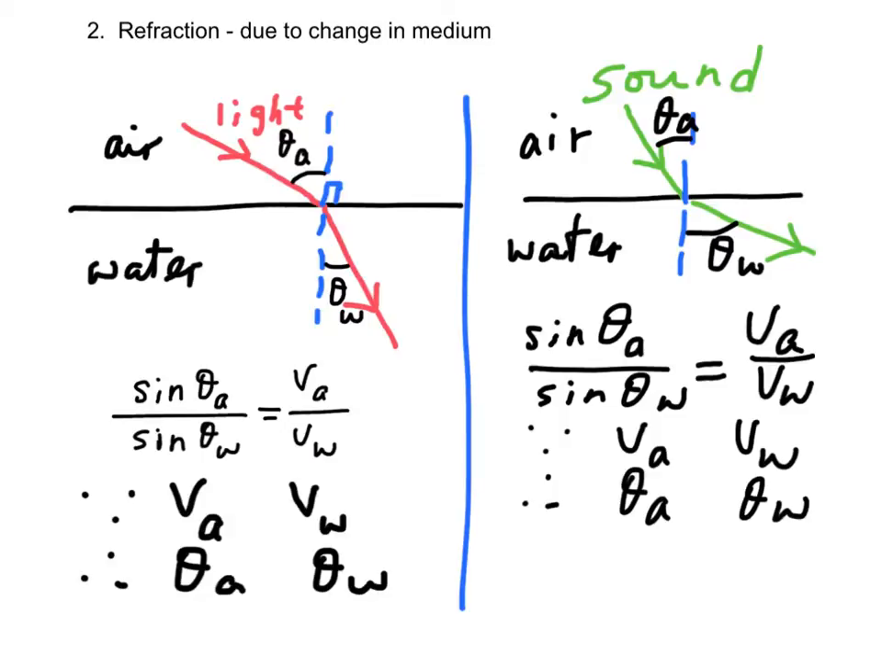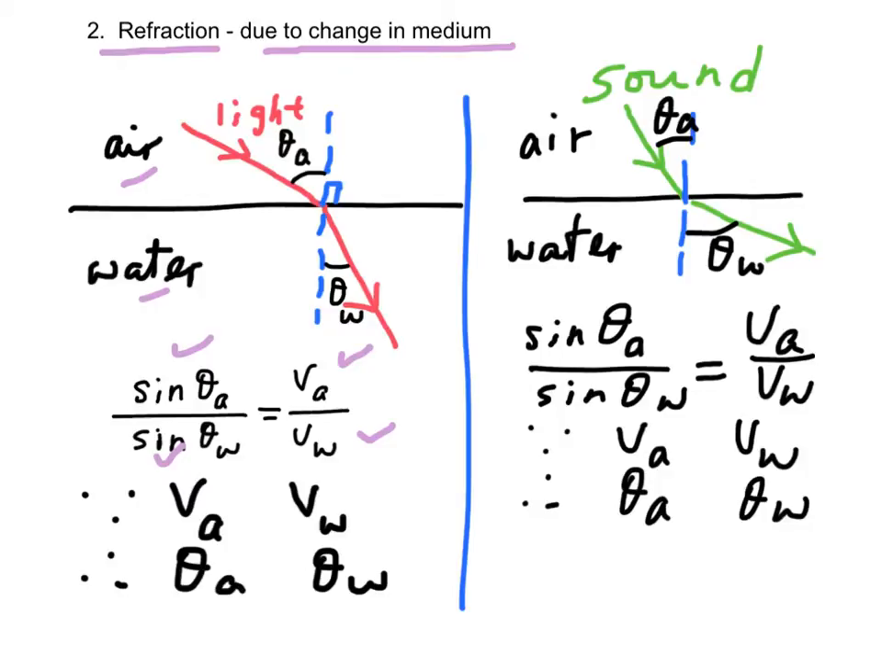Next, sound can also be refracted, due to the change in medium. Let's revise how light is refracted. When light travels from air to water, it will bend towards the normal, as shown in the diagram. From the equation, sin theta A over sin theta W equals VA over VW, where VA and VW are the speed of the light wave in air and water, respectively.